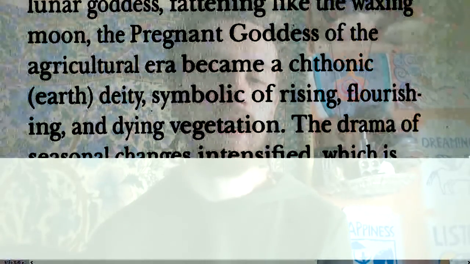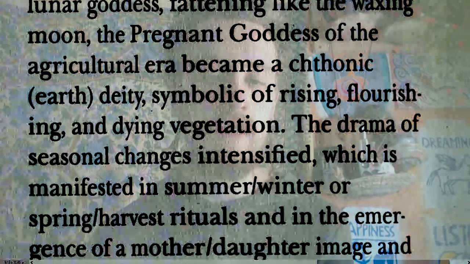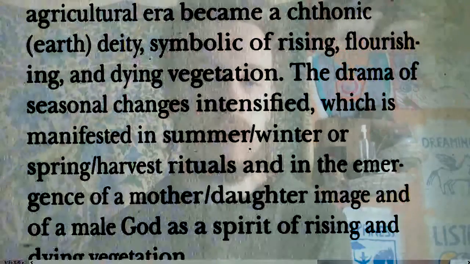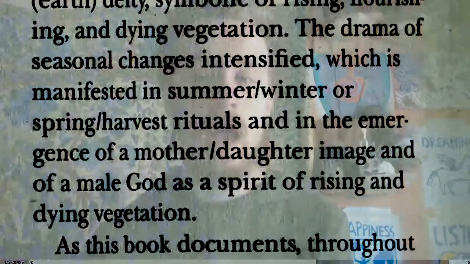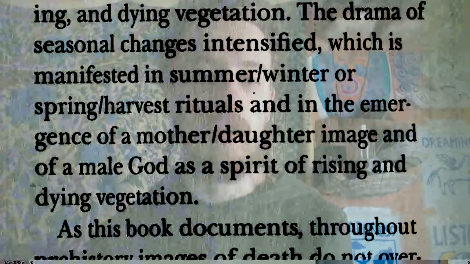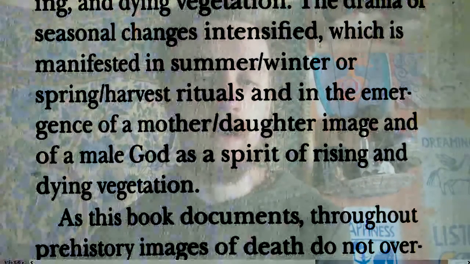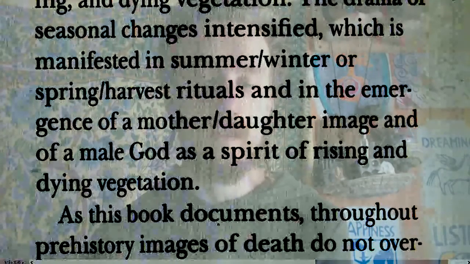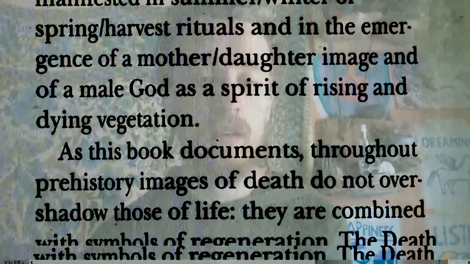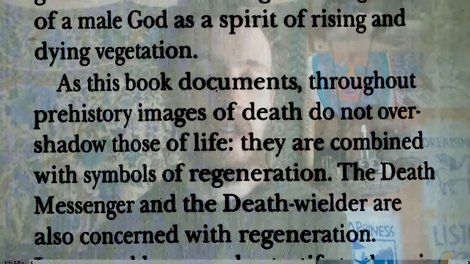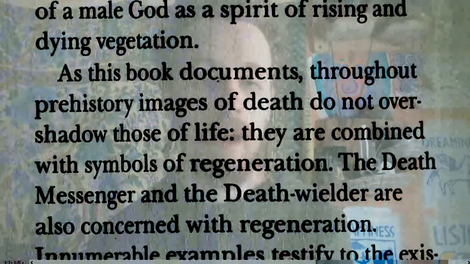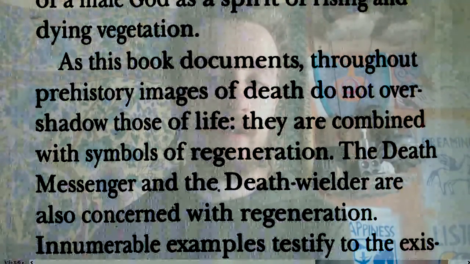The drama of seasonal changes is intensified, which is manifested in summer, winter, or spring harvest rituals, and in the emergence of a mother-daughter image, and of a male god as a spirit of rising and dying vegetation. As this book documents, throughout prehistory, images of death do not overshadow those of life. They are combined with symbols of regeneration.